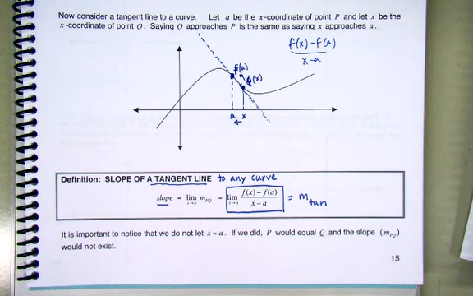Questions before I move on to the example? Why does it say x is approaching a if it's really a approaching x? No, it is actually x approaching a. So this is the x that's moving toward the point I'm looking for. Does that make sense? Oh, yeah. So f of x would be approaching f of a as x is approaching a. Okay. Makes sense now? Yeah.